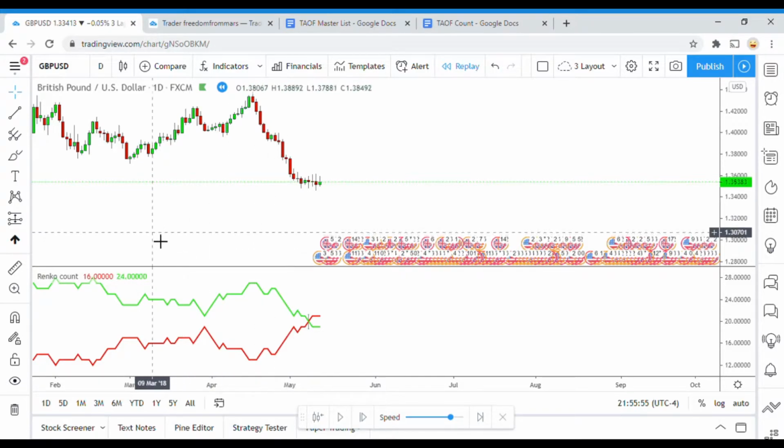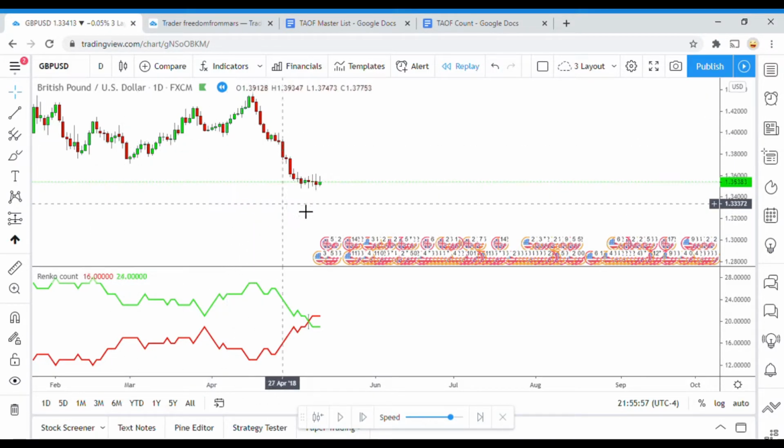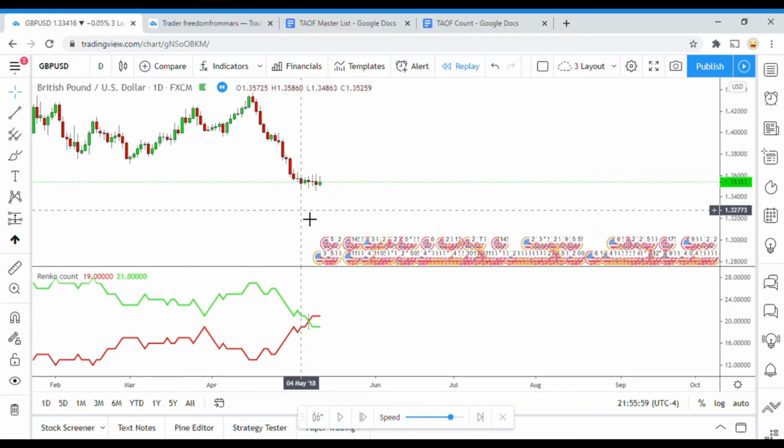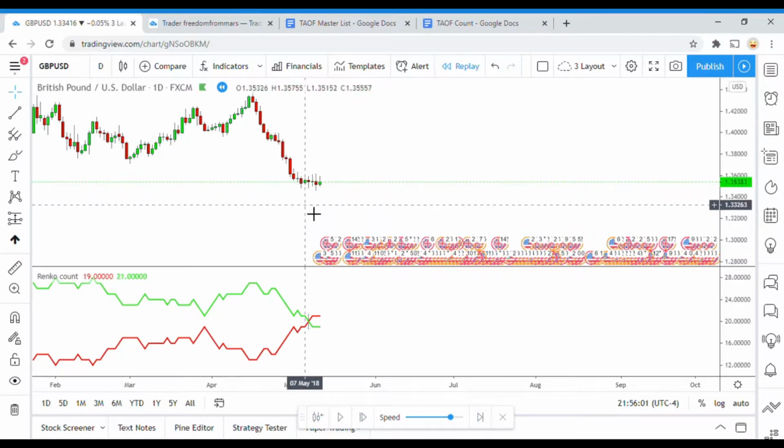All right, we have our first signal here. Did not realize that it would go for such a long period of time with no trades.